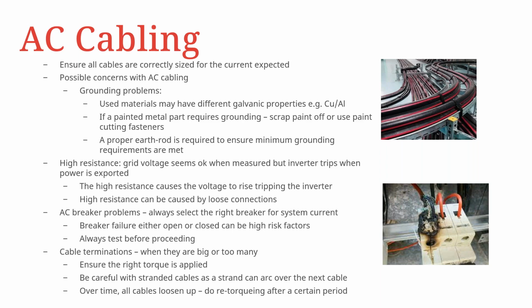Another important note is high resistance. The grid voltage seems okay when measured, but the inverter trips when power is exported. The high resistance causes the voltage to rise, tripping the inverter, and high resistance can be caused by loose connections.